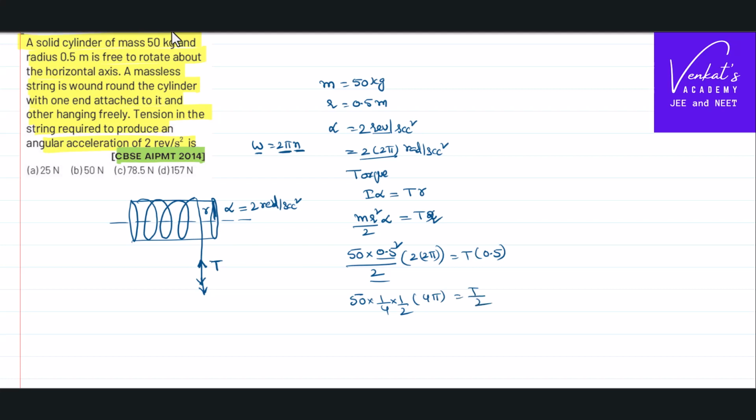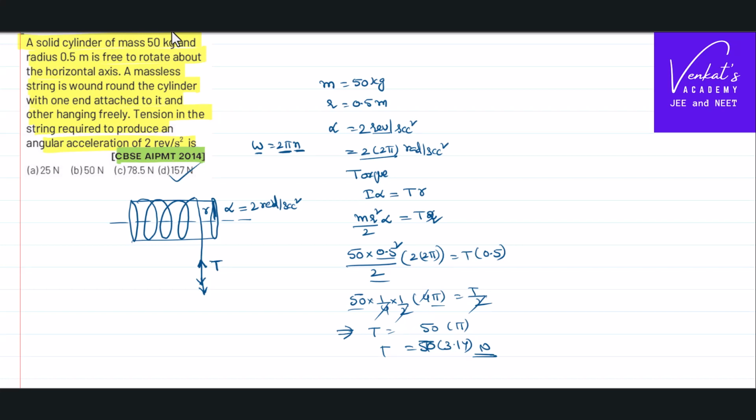Equal to tension into 0.5, which is 1 by 2. 1 by 2 can be cancelled. 1 by 4 can be cancelled. So what is remaining is 50 into pi. So the tension generated is 50 into pi Newton. Pi is 3.14. So 50 into 3.14 is the answer for the problem. That will be obviously 157 Newton. That's how we have to solve the problem.